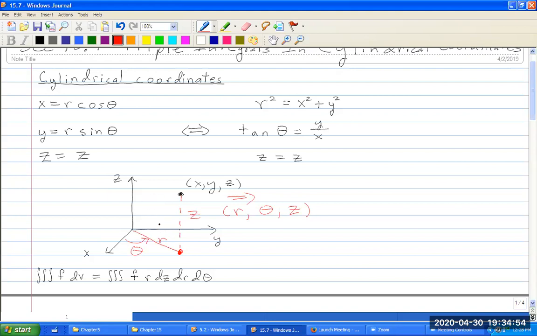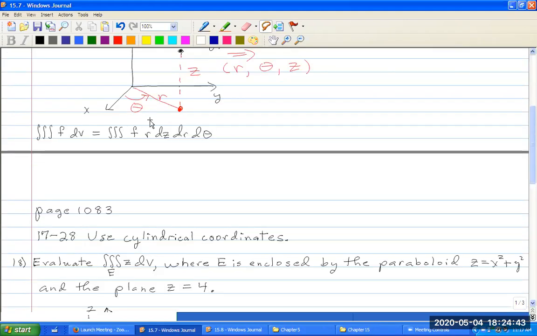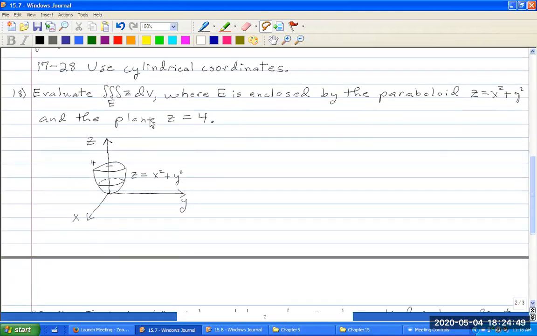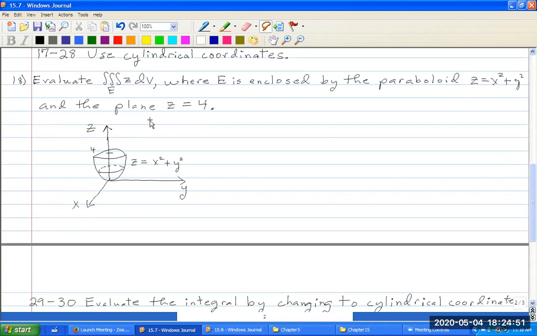Okay, so in problems 17 through 28, use cylindrical coordinates. Evaluate the integral over E of z, where E is enclosed by the paraboloid z equals x squared plus y squared and the plane z equals 4. So it's this region inside here. Okay, so let's try to evaluate this.